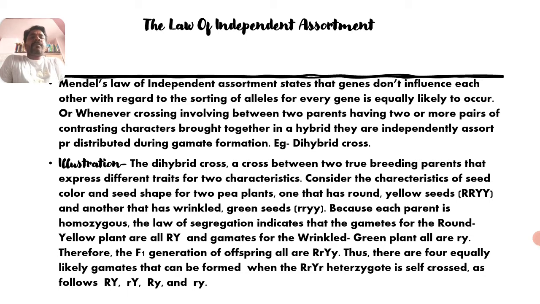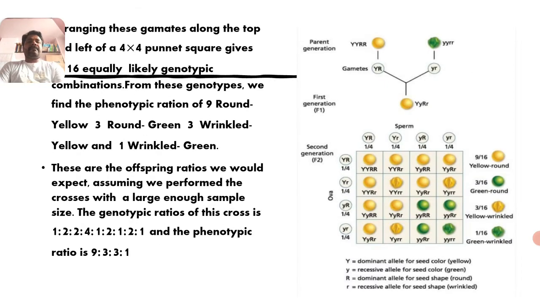Thus, there are 4 equally likely gametes that can be formed when the capital R, small r, capital Y, small y heterozygote is self-crossed, as follows. The 4 gametes formed are: capital R capital Y, small r capital Y, capital R small y, and small r small y. These are the 4 gametes formed from the self cross of capital R small r, capital Y small y, right?